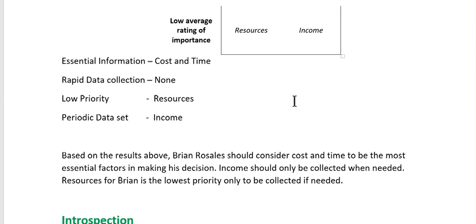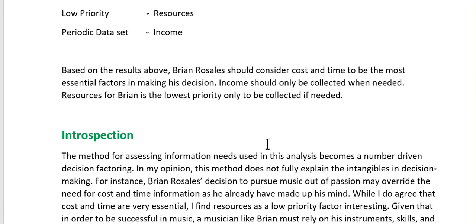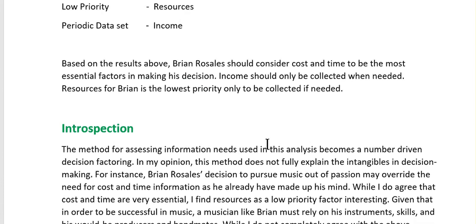So based on the results above, Brian Rosales should definitely consider cost and time to make his decisions. And income should only be collected when needed. Resources is the lowest priority, so he can go ahead and ignore that in making his decisions.